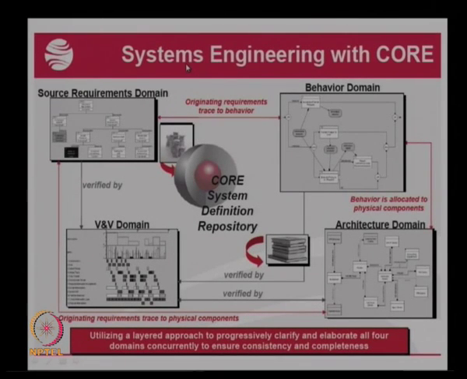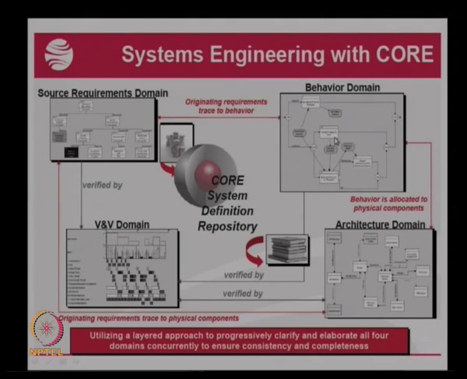So the particular software core actually looks at this from 4 sub functions: basically the source requirements domain, behavior domain, architecture domain, and V&V, that is verification and validation domain. All these domains will be using the same database, and independently you can develop these requirements using the database. Based on the requirements domain you can develop the behavior domain, where you can always trace the originating requirements to behavior, and from behavior you can go to the architecture design.